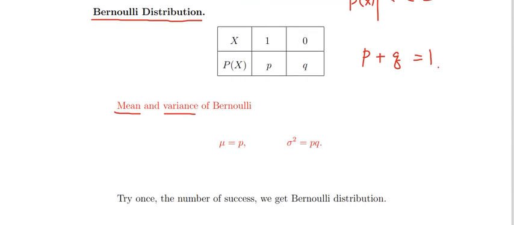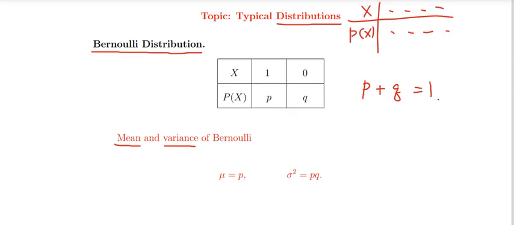So let's confirm this. How can we get that? Let's check what mu is. Mu is the expectation of x. So what is x here? x can be 1, so 1 times p, plus x can be 0, 0 times q. So this equals p, right?